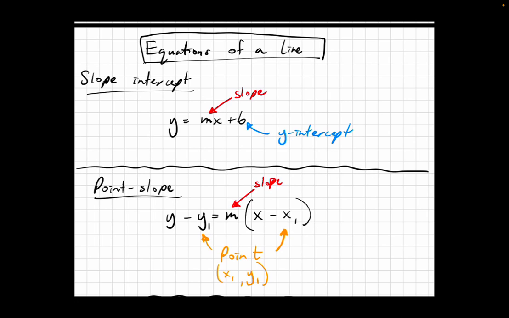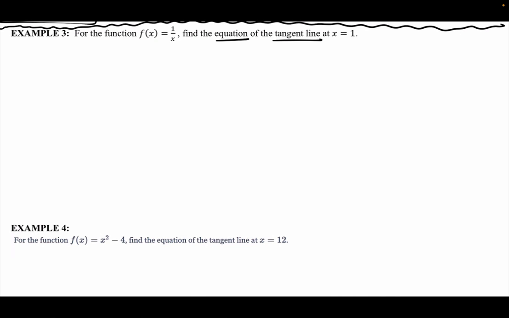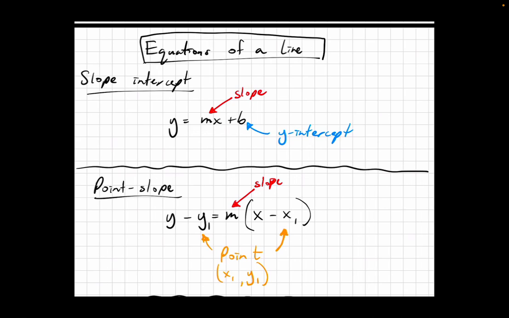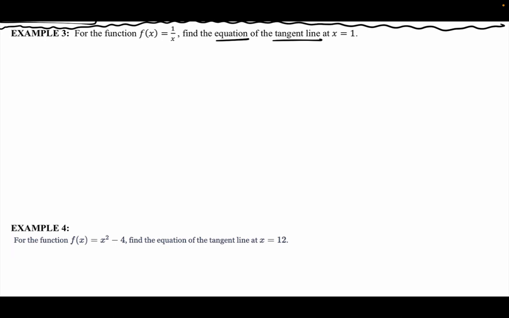The question here says equation of a tangent line. Does it say which equation I have to use? Does it say I have to use slope-intercept or I have to use point-slope? No. So it could be either one. It could be standard form too, but standard form's a little hard. It's unnecessary for what we're doing. It's not hard, but it's extra steps we don't need to do. So that's what we got to do.